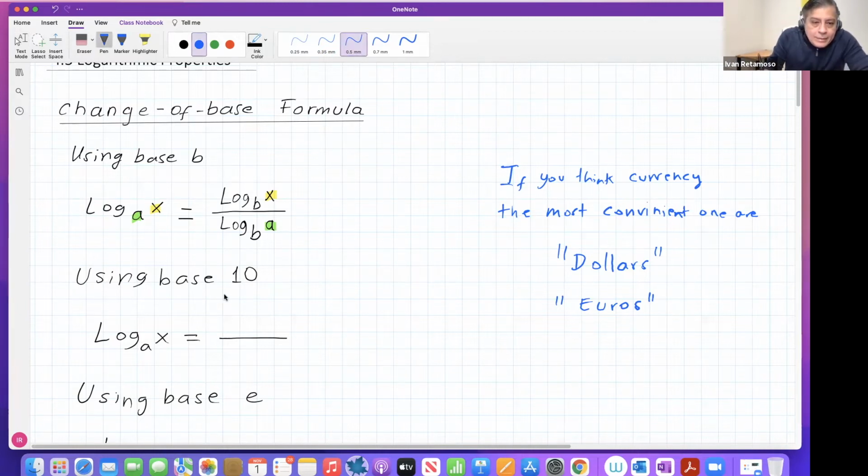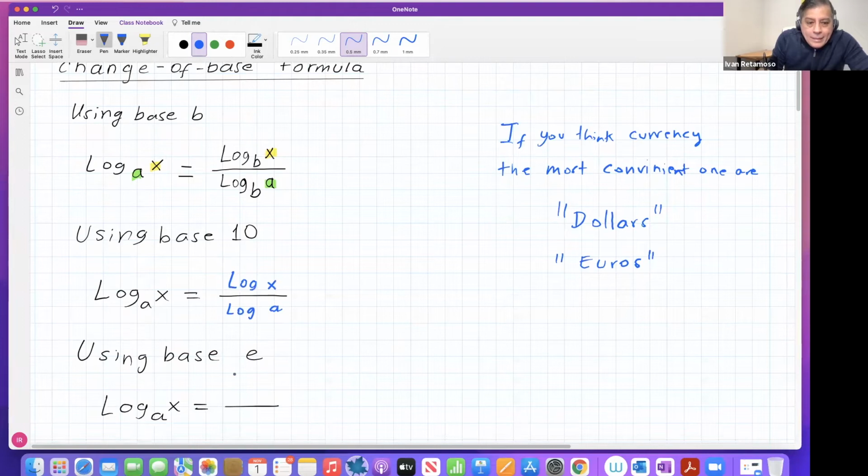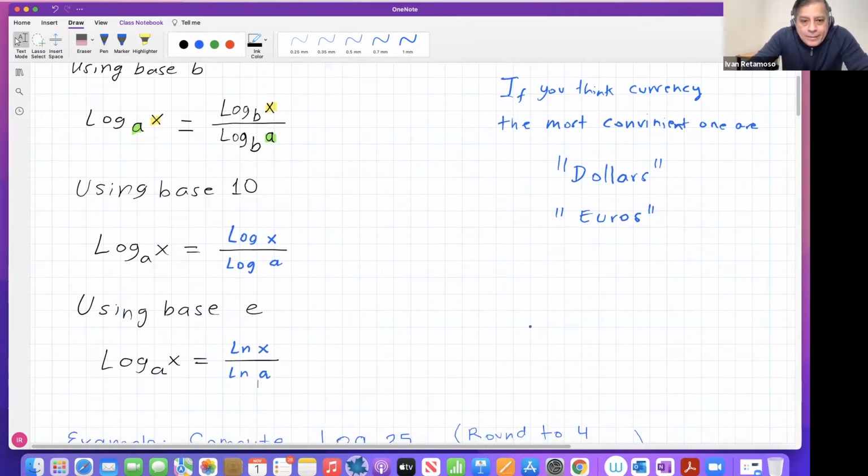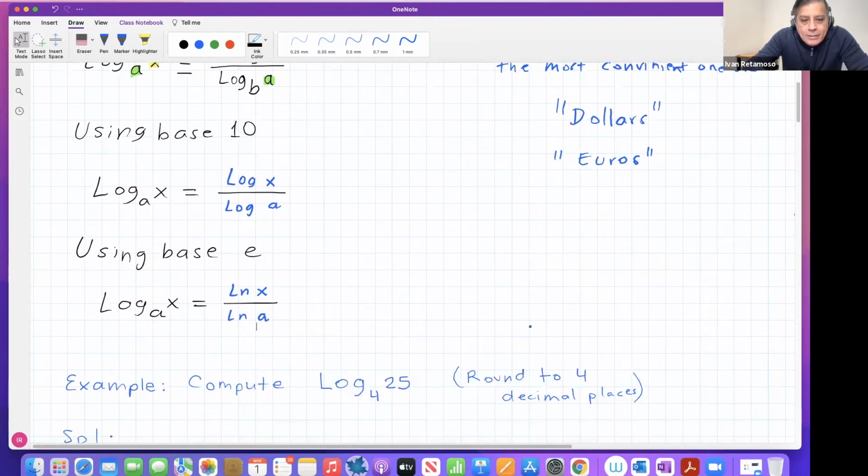All right, so using base 10, for example, log base A of x can be rewritten as log base 10 of x on the top, I don't have to write the 10, remember, when it's base 10, and on the bottom, log base 10 of A. Now, if I decide to use base e instead, I can rewrite log base A of x as natural log of x over natural log of A, and I can do the computation. Great, guys.